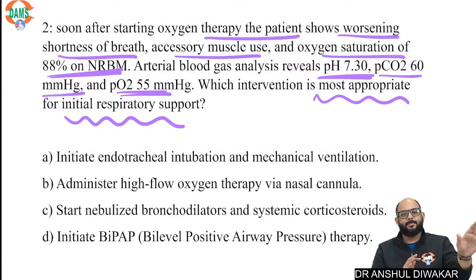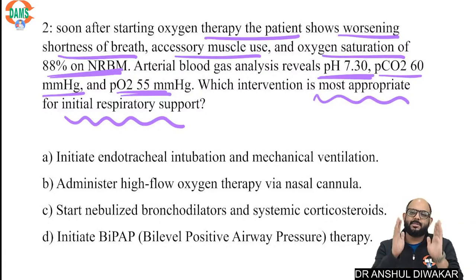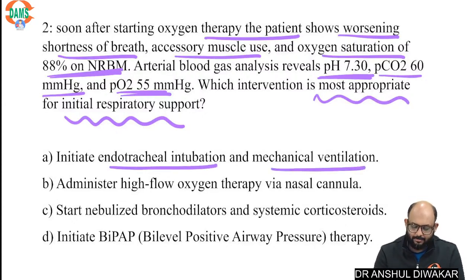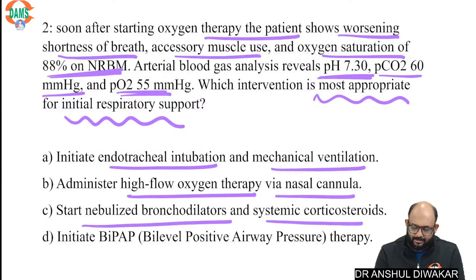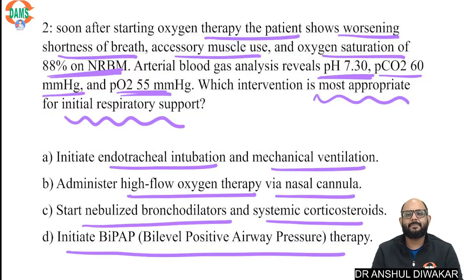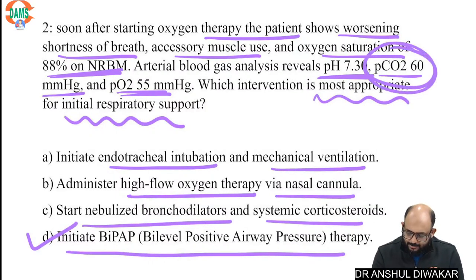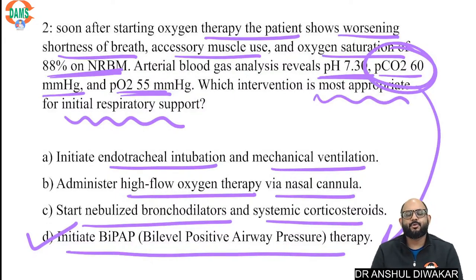You started oxygen therapy, you started supportive treatment, but the patient still has worsening of the condition. What will you do at this point of time? Initiate endotracheal intubation, mechanical ventilation, high flow oxygen therapy via nasal cannula, nebulized bronchodilator, systemic corticosteroid, or initiate BiPAP. Initiate BiPAP. Yes, here you will use BiPAP. Why? Too much of PCO2. BiPAP is going to help you exhale that CO2 out. It is not just about oxygen, it is also about PCO2, and that is why you will.